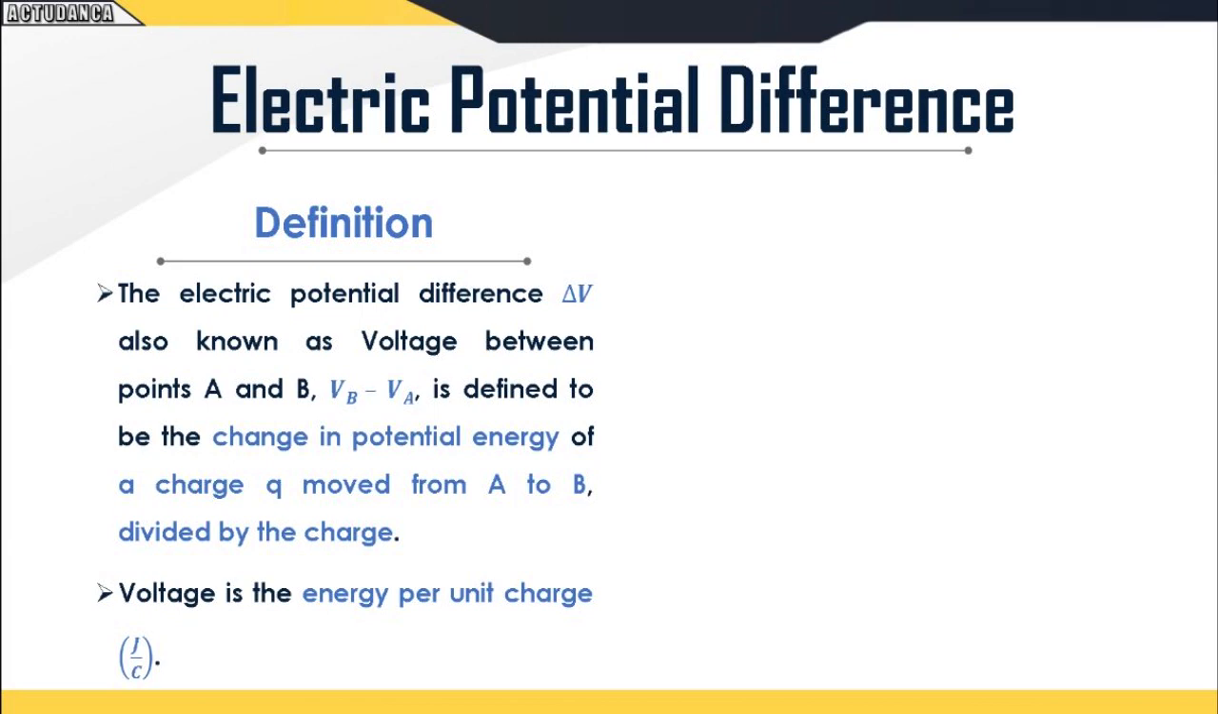Voltage or the electric potential difference is the energy per unit charge. So, we have here joules per coulomb pa din. Or, pwede na nating sabihin, mas simple, in volts or the capital letter V.